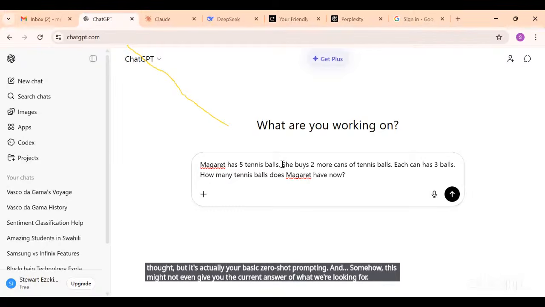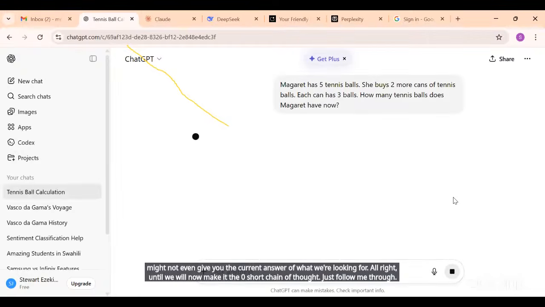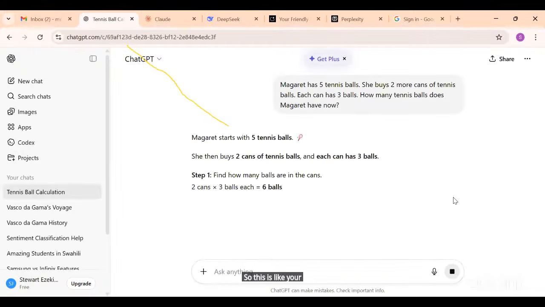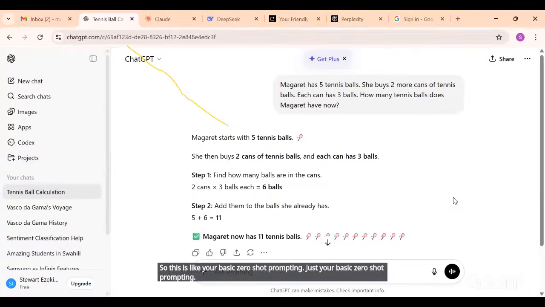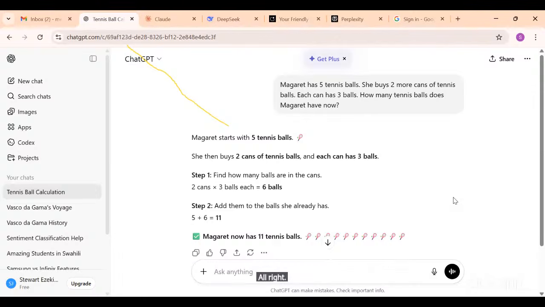All right, until we now make it the zero-shot chain of thought. Just follow me through. So this is your basic zero-shot prompting. So you can see Margaret starts with 5 tennis balls, blah, blah, blah. Step 1, how many balls are in the cans? Step 2, add them. Margaret now has 11 tennis balls, something like that. All right. So the idea generally here is that we want to be able to get the correct answer.